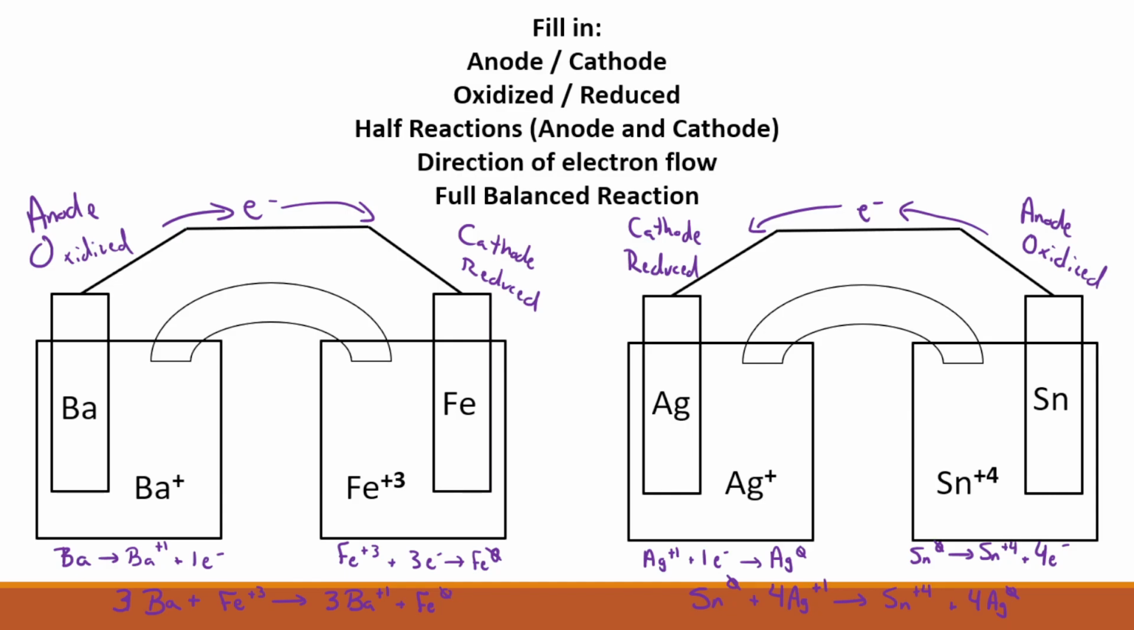I did the same thing in the second cell. Tin is higher than silver, so tin is the anode. Tin is oxidized. Silver is the cathode. Silver is reduced. Electrons flow from anode to cathode. I wrote my half reactions based on what I was given in the cells. And then I made sure to make my electrons equal. Right, multiplying this side by 4 to write my full balanced reaction.